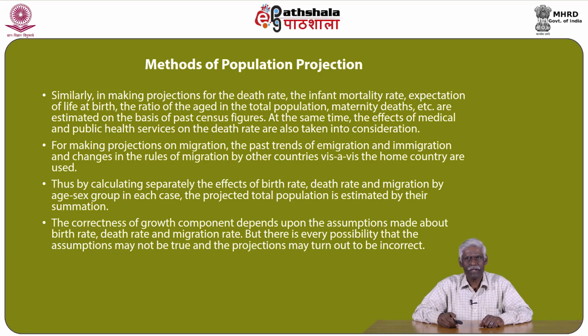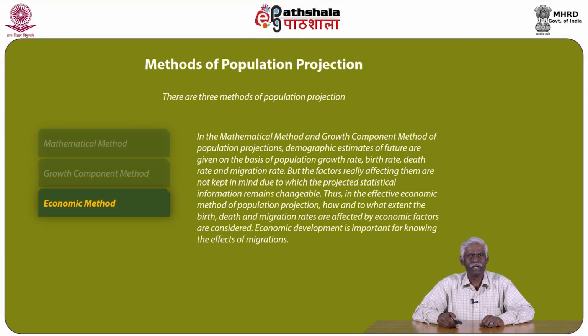Thus, by calculating separately the effects of birth rate, death rate and migration by age and sex groups in each case, the projected total population is estimated by their summation. The correctness of the growth component depends upon the assumptions made about birth rate, death rate and migration rates. But there is every possibility that the assumptions may not be true and the projections may turn out to be incorrect. Now, the last method under this is the economic method.